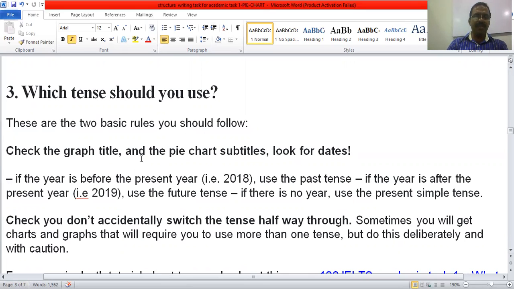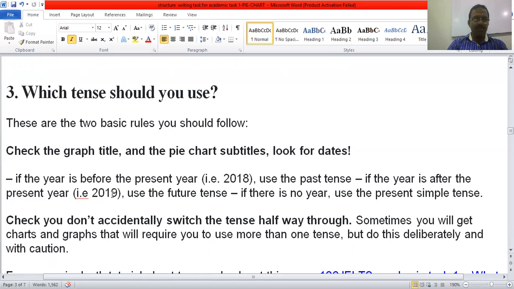Check the graph title and the pie chart subtitle, and look for dates. So what will decide which tense you use? You will check the title. The title will tell you whether it is about the present, the past or the future. And there are some subtitles; look for dates. If the year is before the present year, 2018, use the past tense. If the year is after the present, like 2023, that will be in the future, so use the future tense.